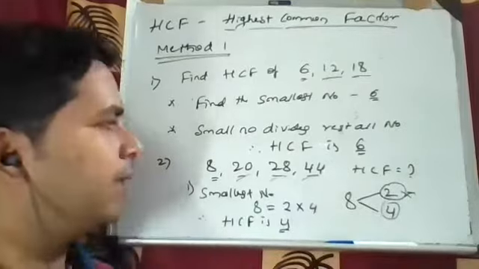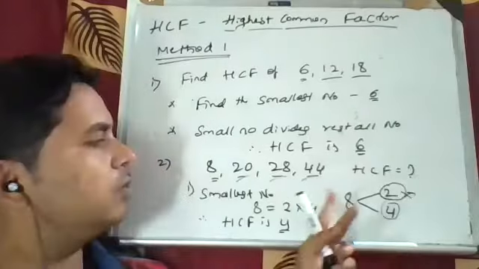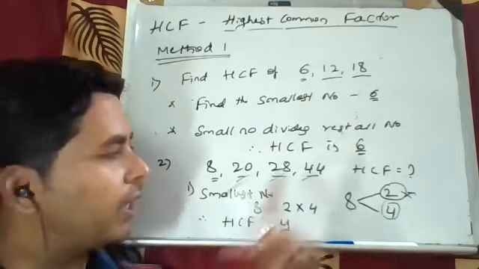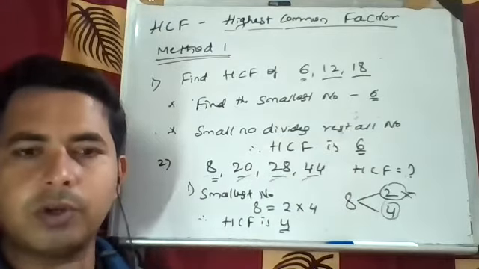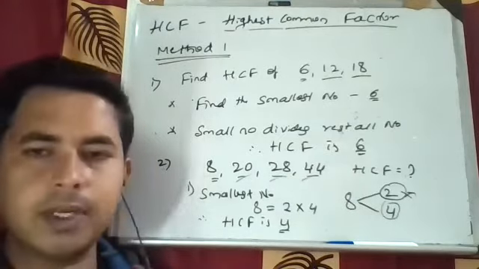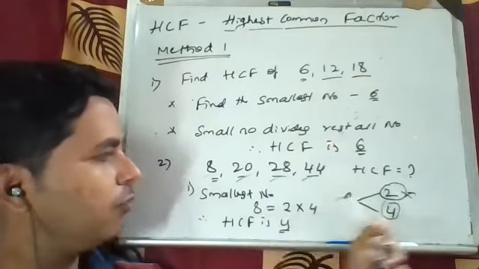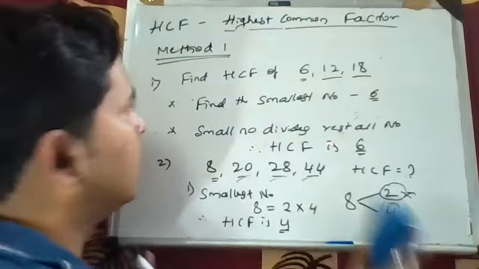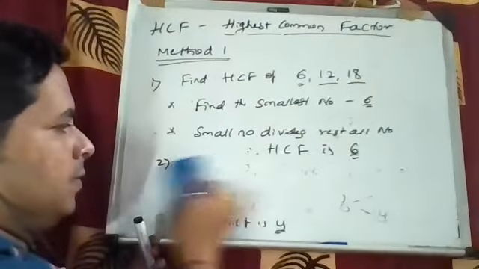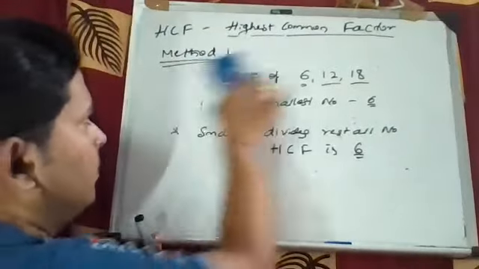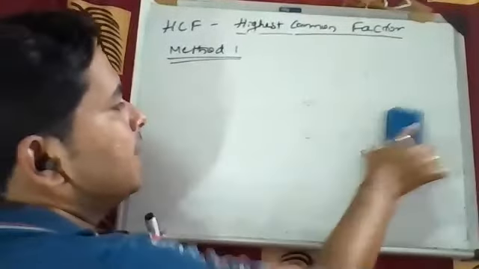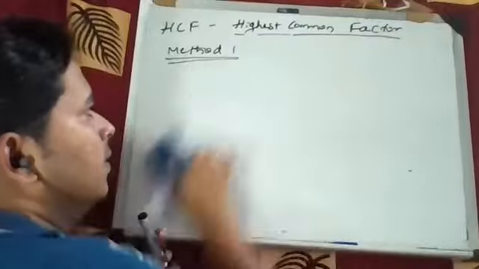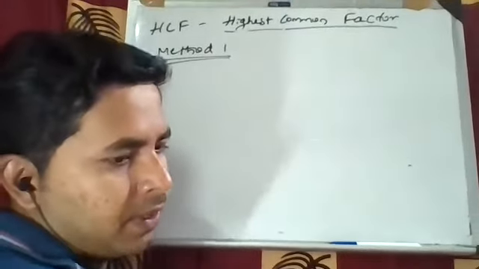So this is one method. If your smallest number does not divide, then take its factors. Among the factors, the number which divides all the numbers, consider that number. That will become your HCF. So here 4 is the HCF. Similarly, I'll take one more. I'm telling this in method 1. Okay, so I'll take one more example.